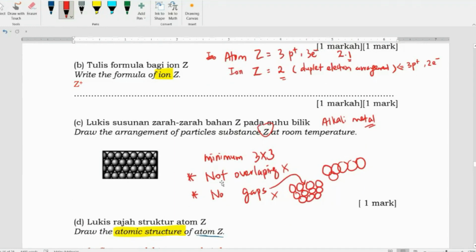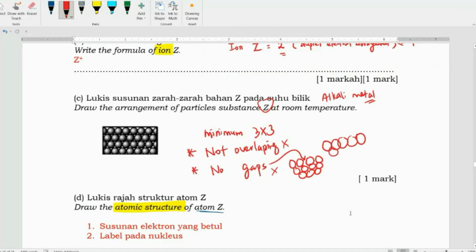Okay, I think I need to talk about this electron arrangement a while. Those who already know and understand, it's fine, just as revision. So, electron arrangement has rules. First shell, the maximum can put in how many electrons? 2. 2 electrons.